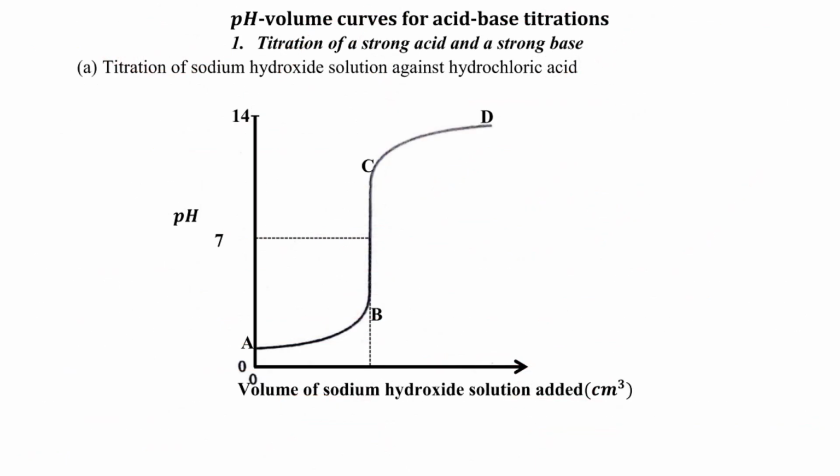The pH volume curves for acid and base titrations. Here we are going to be looking at the titration of a strong acid versus a strong base. Now in salt hydrolysis, notice that in all these titration graphs, the steep part that you are going to be seeing is called the salt hydrolysis part. Most of you forget this. It's a very common mistake for people who are trying to attempt all these questions. Now from B to C, this is where the salt hydrolysis takes place.